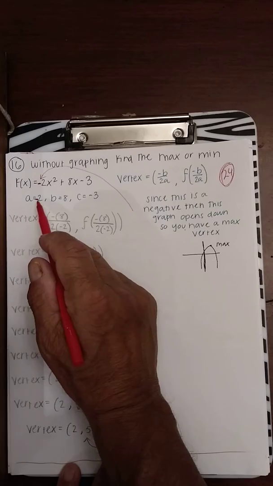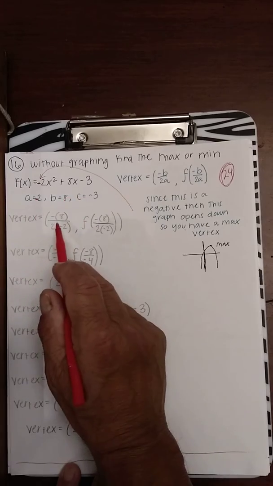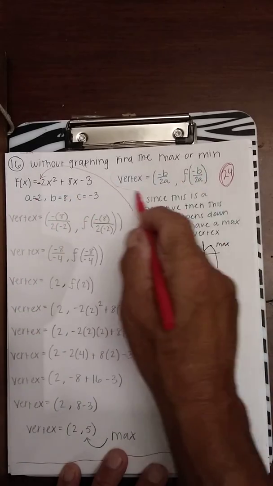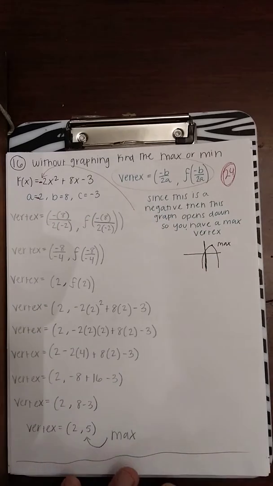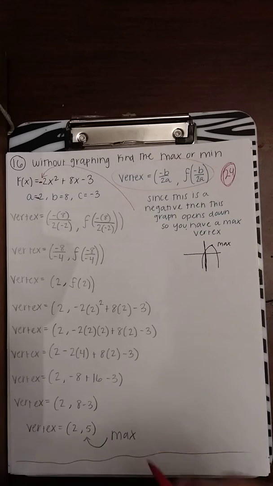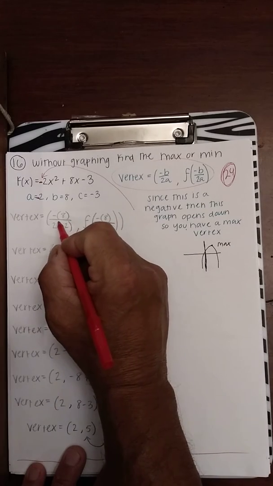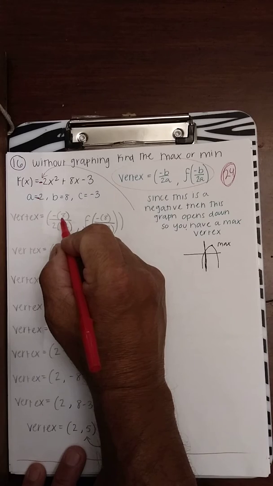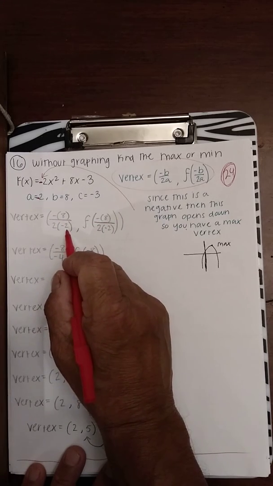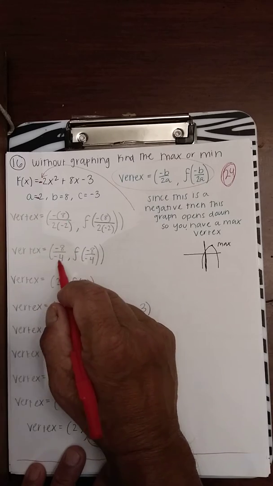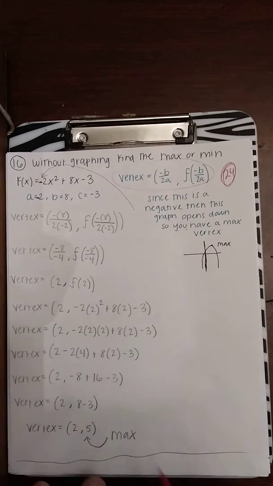So put the numbers in there, A, B, C, into this vertex formula right here. So negative of 8 over 2 times negative 2. So we have negative 8 over negative 4, which is going to be a positive 2.